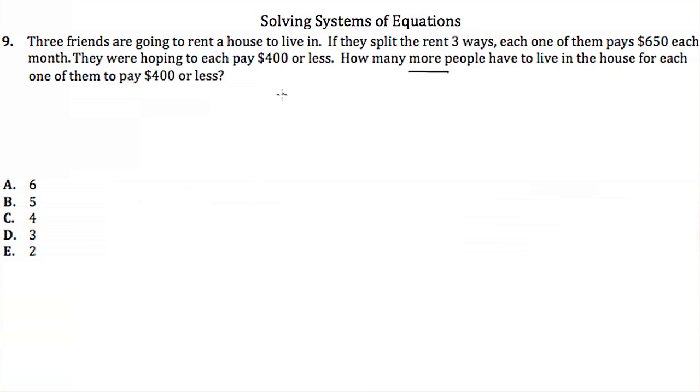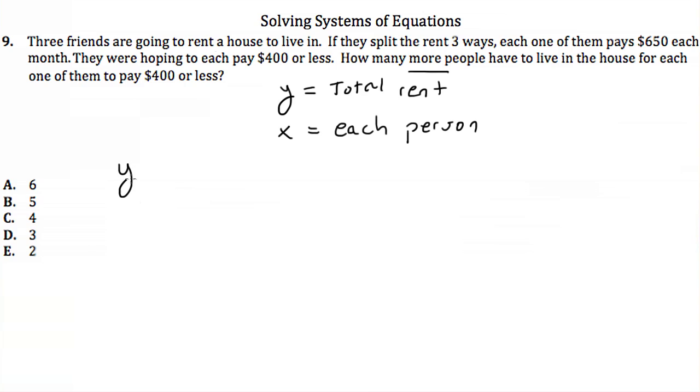Well, let's call y the total rent. And let's call x the amount each person pays. Now we're going to make 2 equations. The first equation, our total rent, y, is equal to $650 times the number of people. The other equation is y is equal to $400 times the number of people.